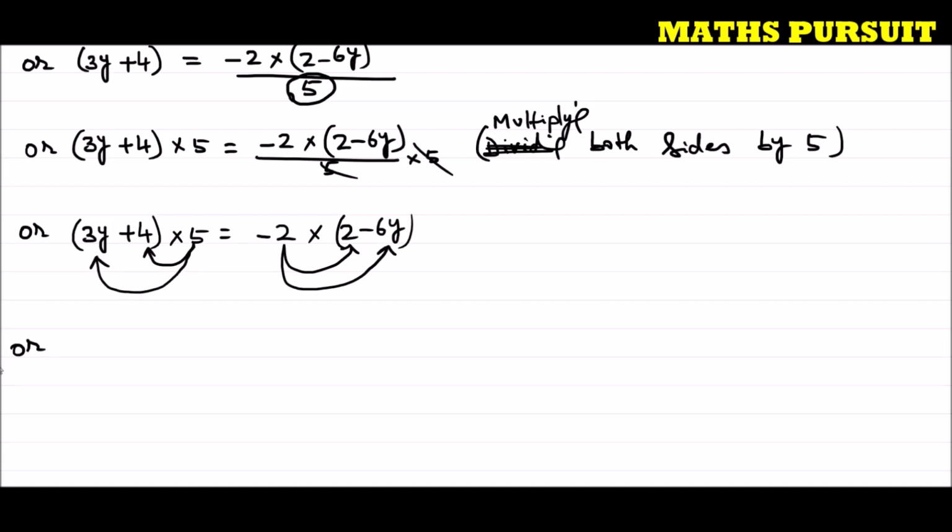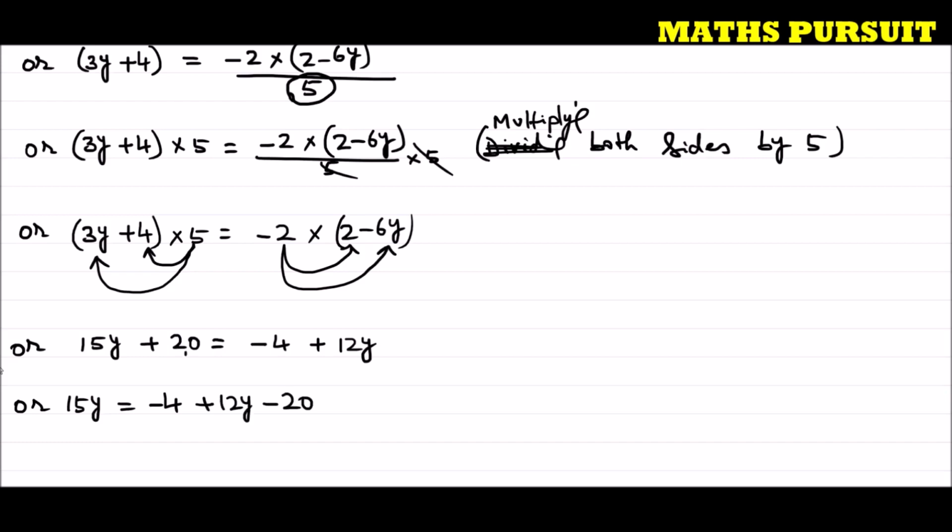Or I can write 5 3s are 15y plus 20, 5 4s are 20, is equal to -2 times 2 is -4, -2 times -6y is plus 12y. Or I can write 15y is equal to -4 plus 12y minus 20. What I have done here? I have moved this plus 20 to the right side of the equation. That means transposing.